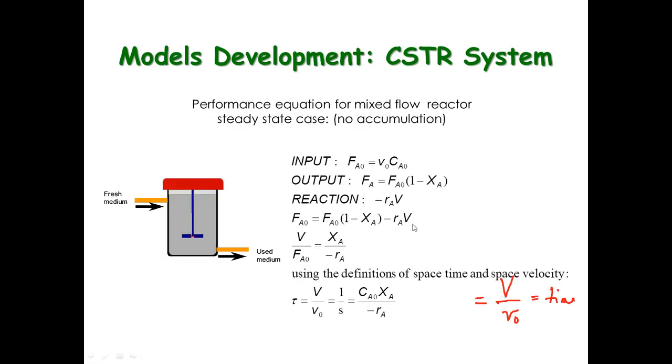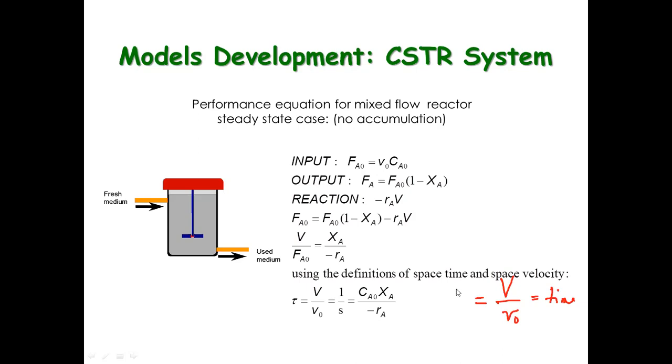Okay, this one, let me just erase. Okay, it can stay there. How did this one come about? I would like to ask somebody, or I give you a few minutes. How did this particular tau, being equal also to V over v sub O, small v sub O, equal to CAO XA over the rate?